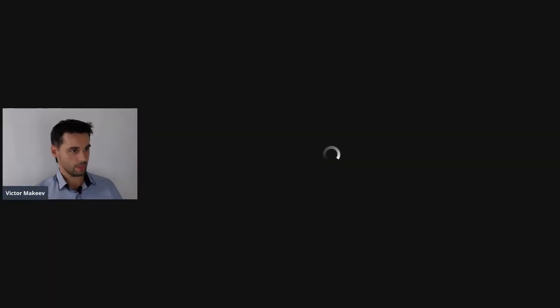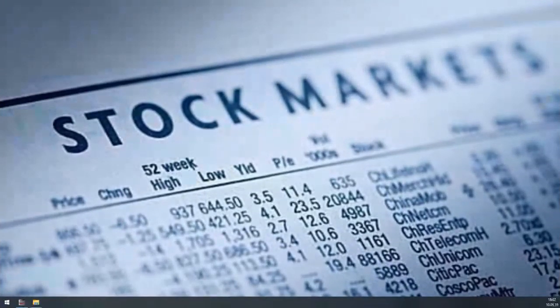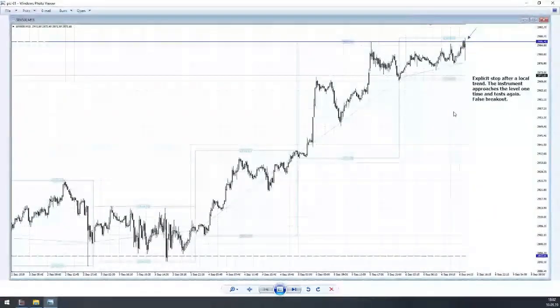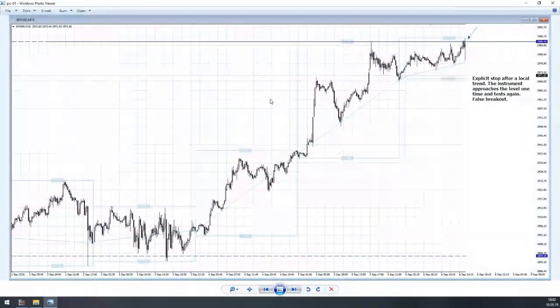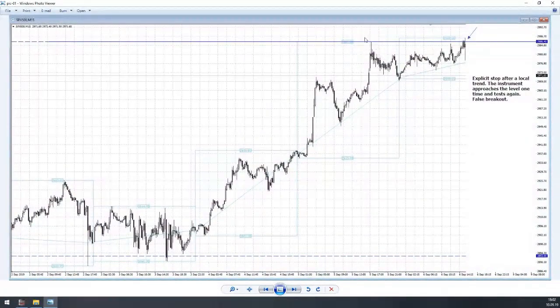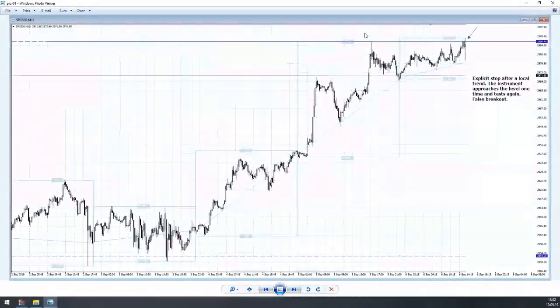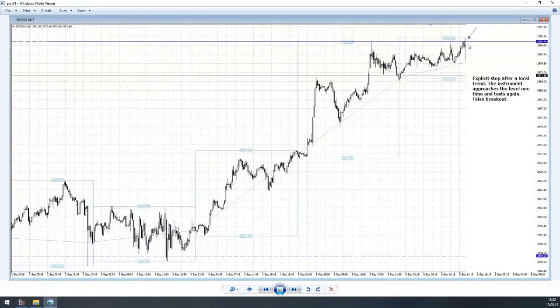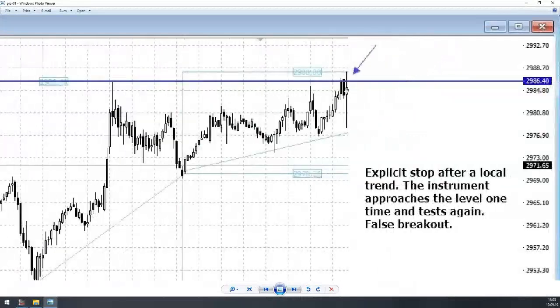Let me show you my screen. Okay, and here is an example. Explicit stop after a local trend. Here, you see, the instrument approaches the level one time and tests again. False breakout. You see it.